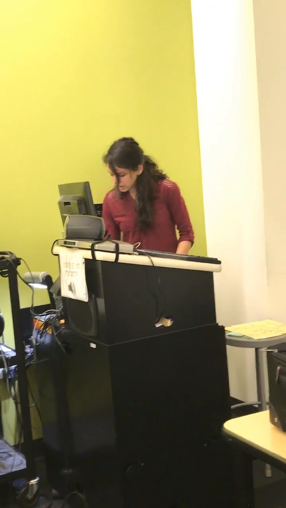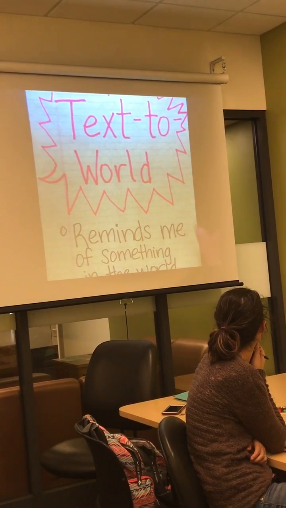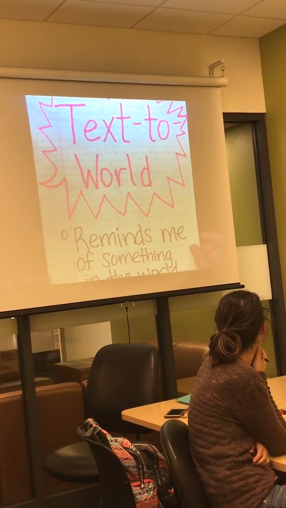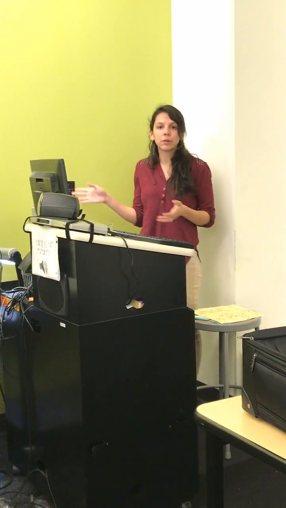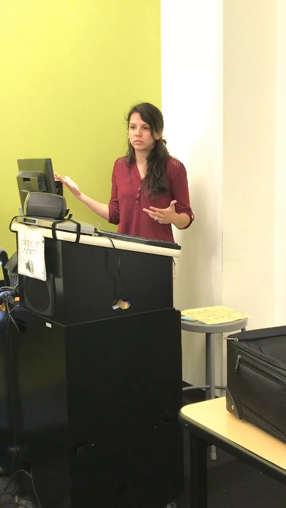The last one is called text-to-world. A text-to-world connection makes you think of something that's in the world. So this is more of like an idea or a concept that you think of when you're reading. So like the story that we're going to read today, it makes me think of how it's good to encourage other people because you never know what's going to happen. And that would be a text-to-world connection because it reminds me of an idea or something in the world. Does that make sense? Kind of.